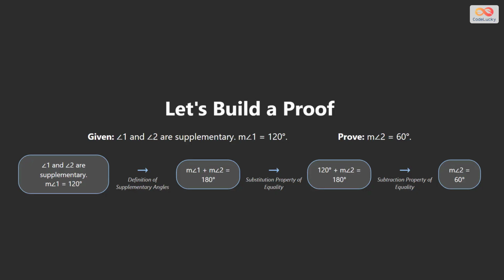Now, let's construct a proof together. We are given that angle 1 and angle 2 are supplementary, and that the measure of angle 1 is 120 degrees. We want to prove that the measure of angle 2 is 60 degrees. Our flow starts with the given information. The definition of supplementary angles tells us their measures sum to 180. Then, using substitution, we can replace the measure of angle 1 with 120. Finally, the subtraction property of equality allows us to conclude that the measure of angle 2 is 60.